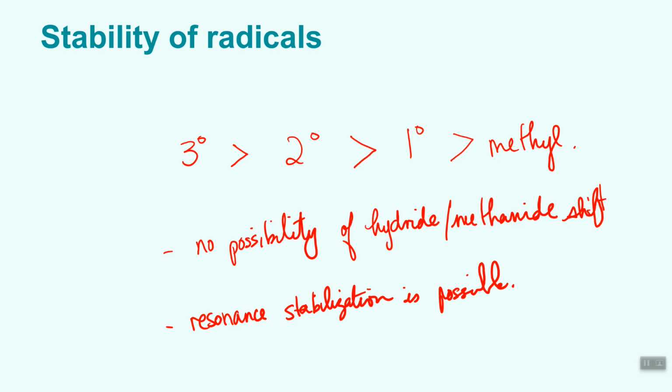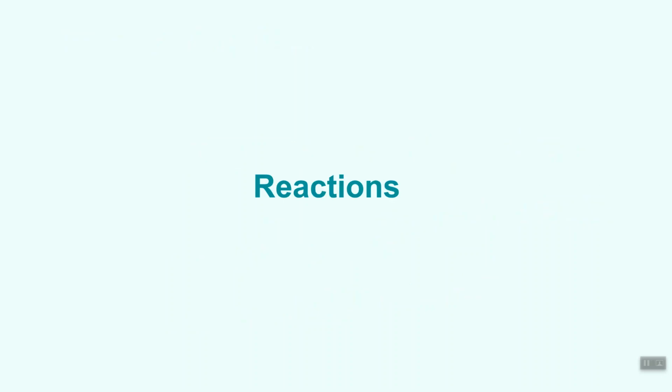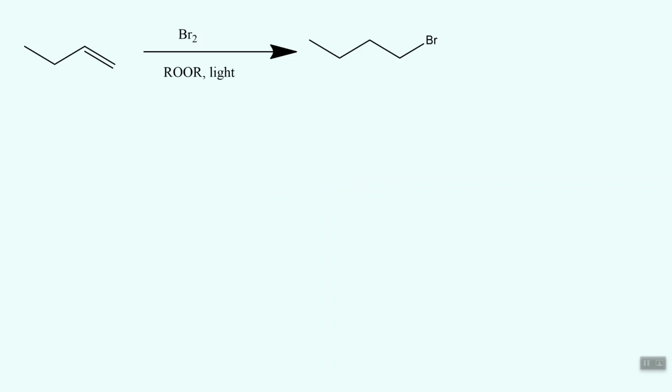Knowing that, we can take a look at a couple reactions and see what's going on. The first one is one that you've learned already, and there's a mistake here in this slide. That's not Br2, it's HBr. And this was in your alkenes reaction, all right?